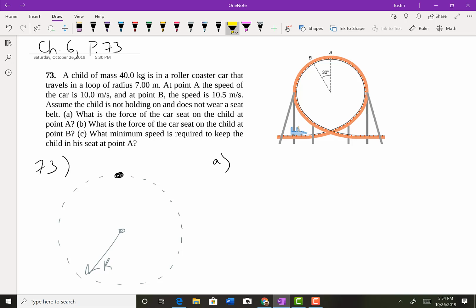A child of mass 40 kilograms is in a roller coaster car that travels in a loop of radius 7 meters. At point A, the speed of the car is 10 meters per second. At point B, the speed of the car is 10.5 meters per second. Assume the child is not holding on and does not wear a seatbelt.